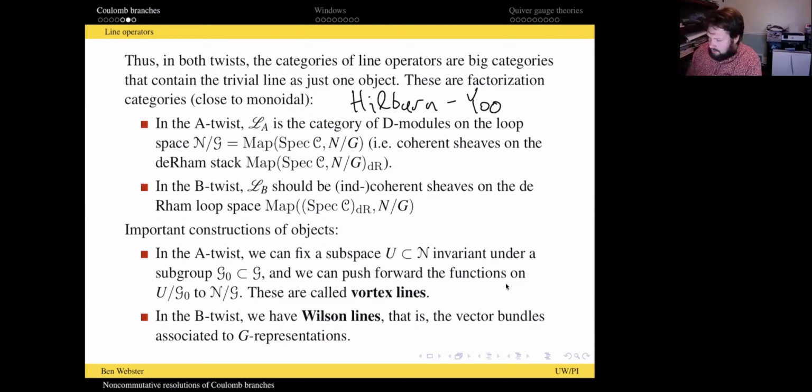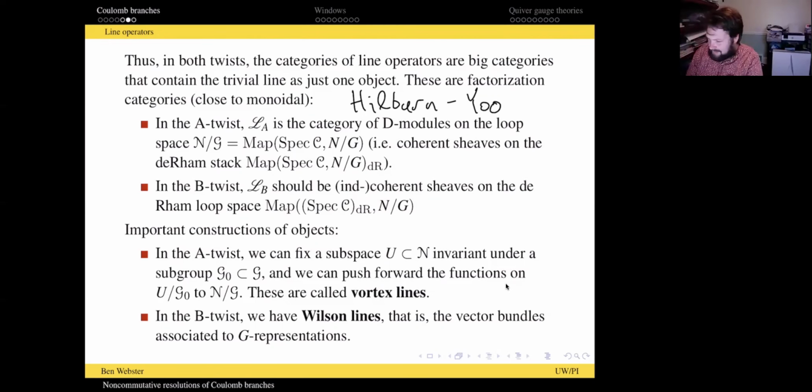Right. So you have these categories of line operators, and you can think of them as monoidal categories. That's not quite true. They're actually factorization categories, but you should be able to take two lines and merge them together. They're factorization in the sense that there's some OPE as the lines get close to each other. It's not just that they bang into each other, but you can visualize it that way.